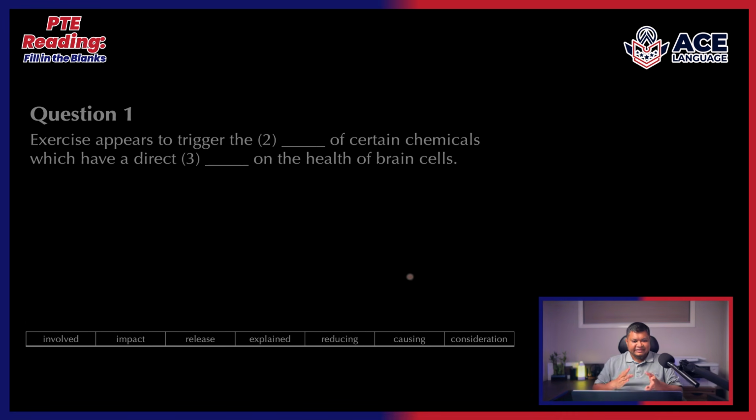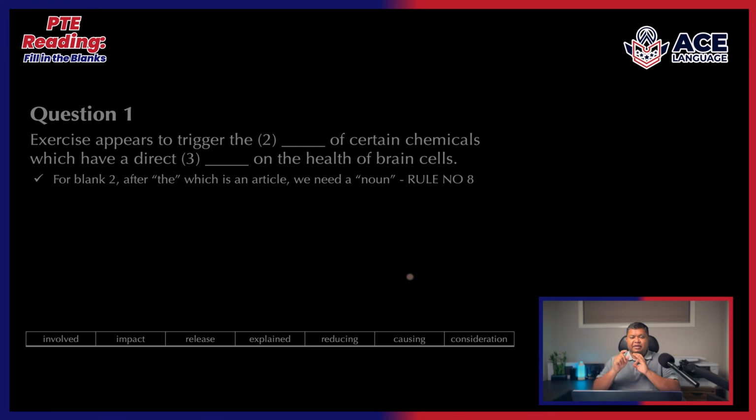Next one is exercise appears to trigger the dash of certain chemicals which have a direct dash on the health of brain cells. Take a look at blank 2. After the, however you would like to pronounce it, remember if after the there is a vowel sound, you will need to pronounce it as thee, if there is a consonant sound, you need to pronounce it as thuh, right? Keep that aside. We already know from our rule number 8 that after an article, we generally need a noun. And in this case, after the, we need a noun.